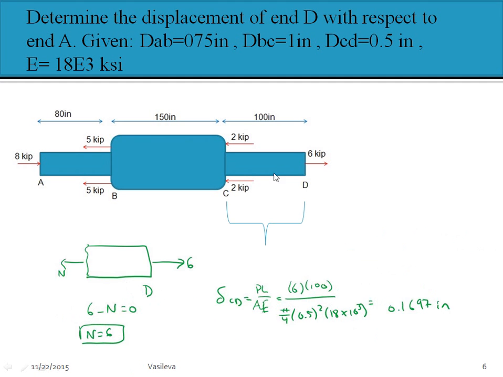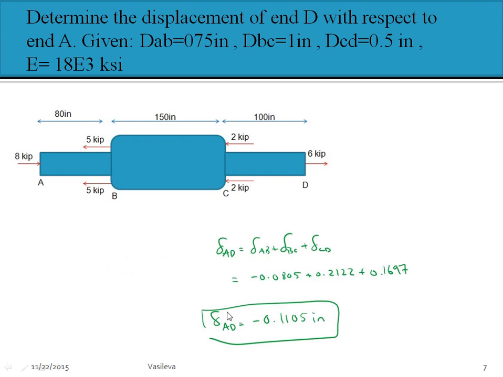And then for the final section, instead of going all the way from point A to cutting somewhere here, I just started from this end because it's way more simple. So I cut it right here, and I got N equals 6 kips. So once again, I took my equation, plugged in my 6 kips, times the 100 inches, which is our length, over pi r squared, times E, and I got 0.1697 inches.